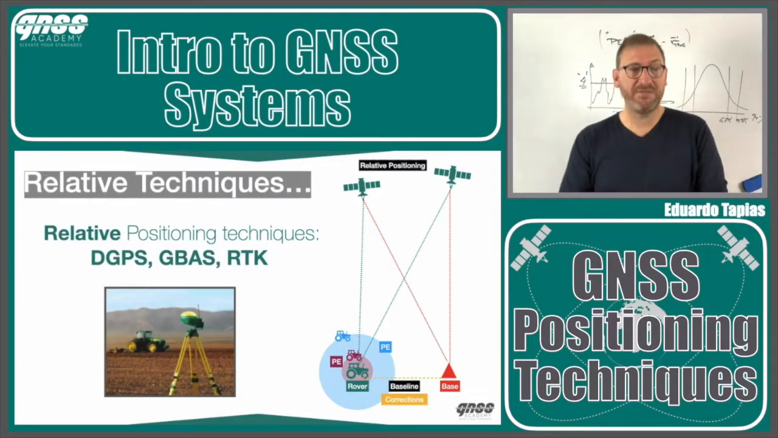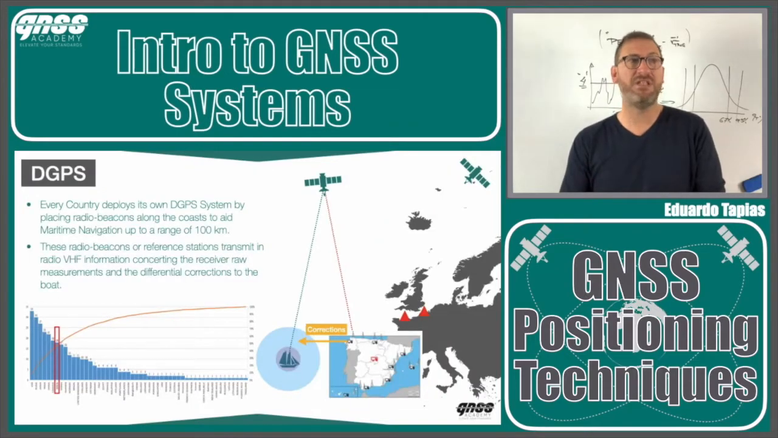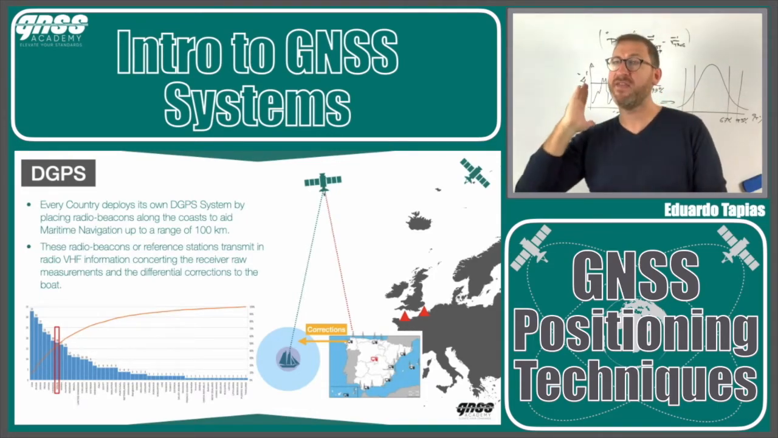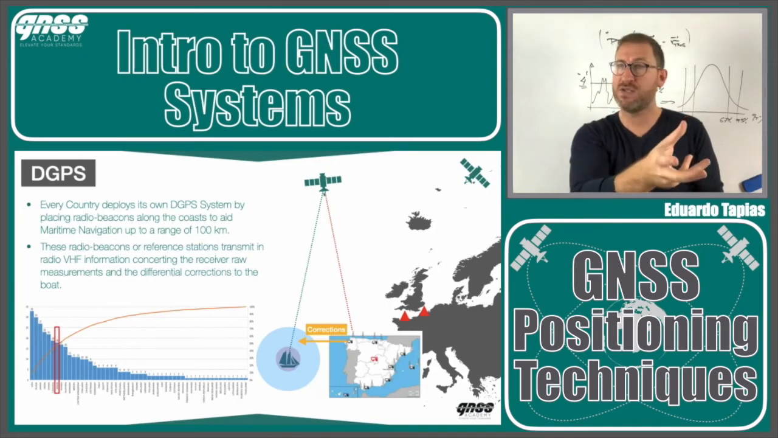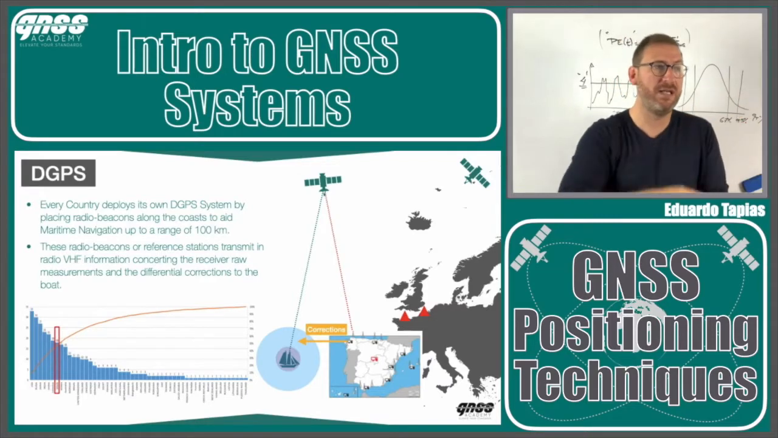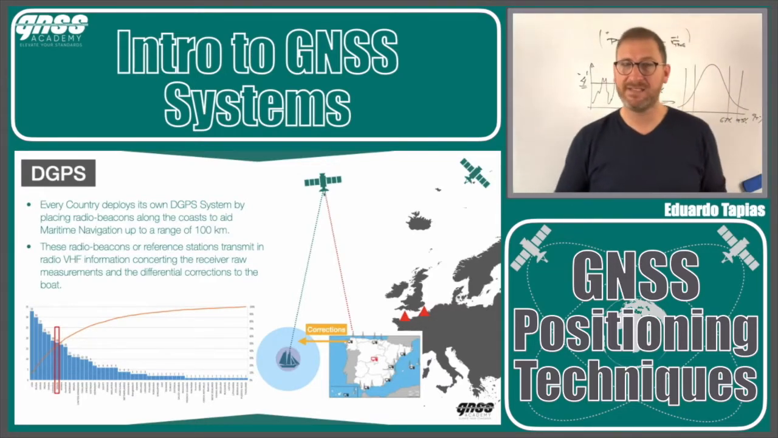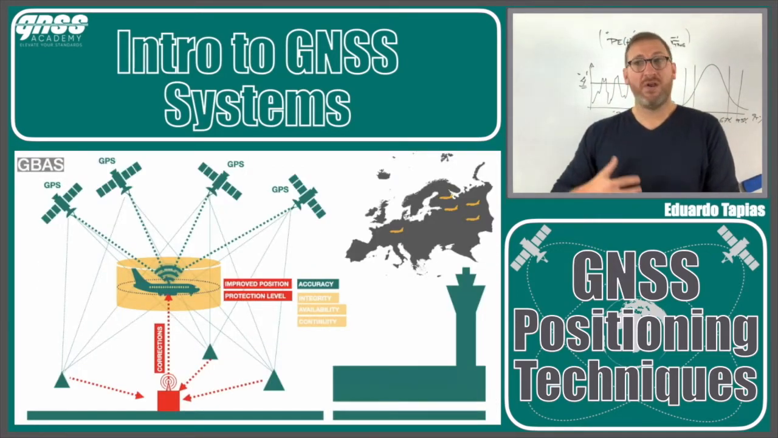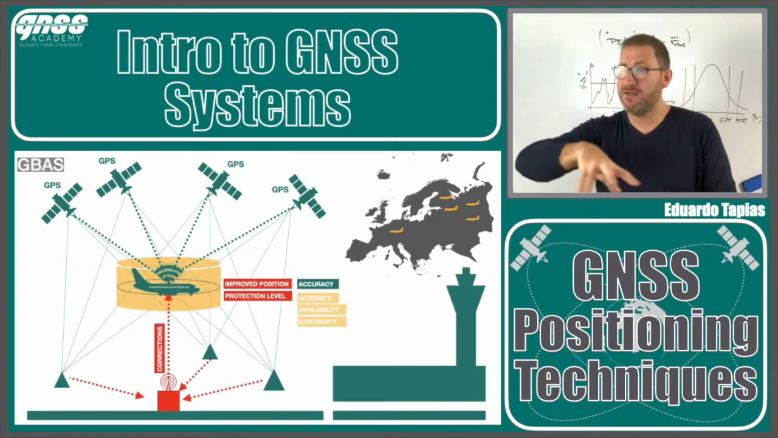For example, among the relative techniques, we have the DGPS system. Maybe you have heard about DGPS, GBAS or RTK. For example, for DGPS, every country in the world has some reference base stations along the coasts. These stations provide information to the vessels, to the boats, in order to improve their positioning. And all the countries have them. For example, in Spain, we have something like 18 stations around the coasts. Or GBAS, which is more or less like SBAS in the sense that it's only for aviation, but it's a local service.